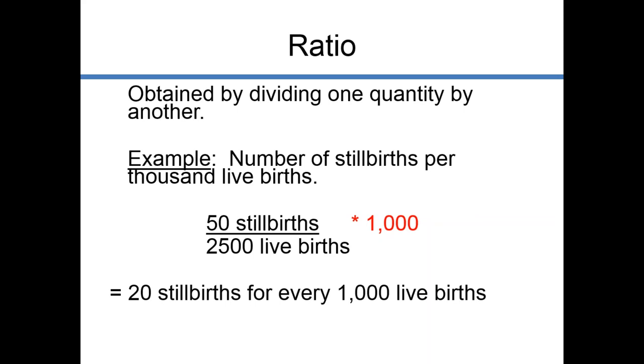But for something like this, you can say 20 stillbirths for every 1,000 live births. You can say 200 stillbirths for every 10,000 live births. Because if you don't multiply by 1,000, what do you have? You have 0.02 stillbirths for every one live birth. And that's just sort of a weird number. It doesn't resonate, 0.02 stillbirths. So that's why we multiply by 1,000.